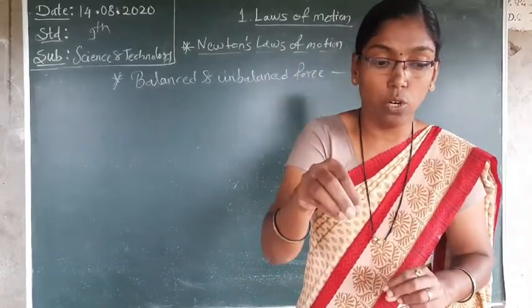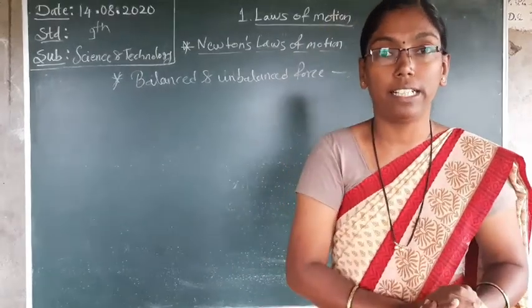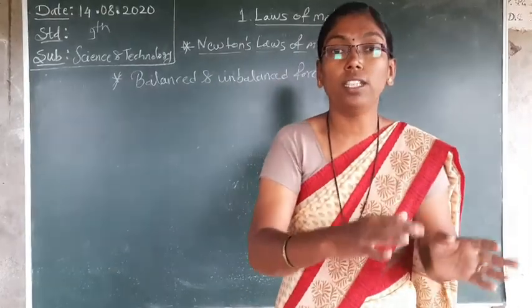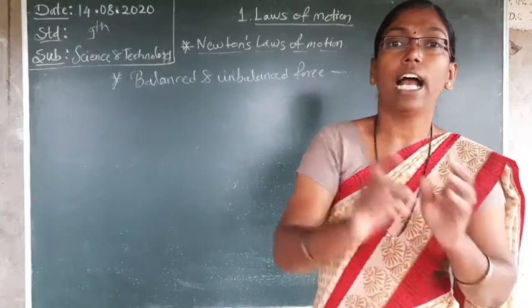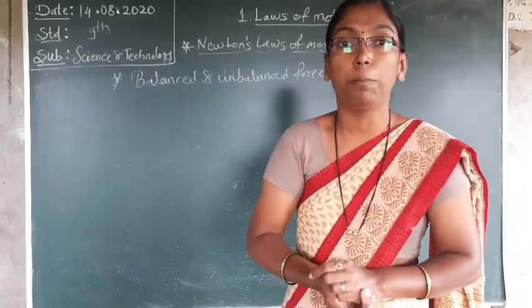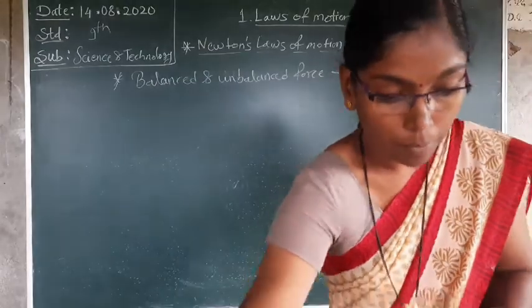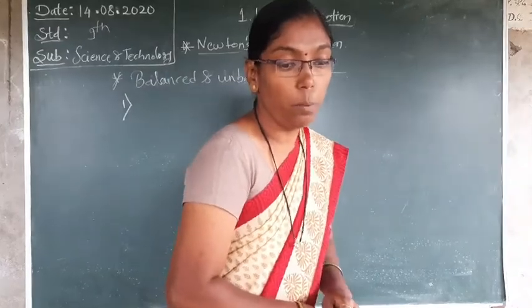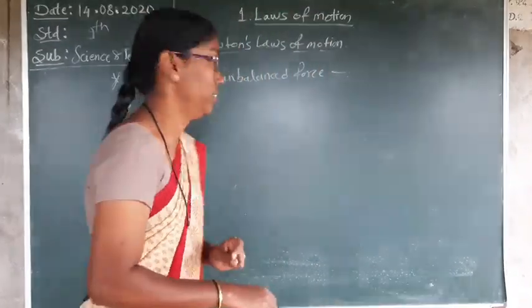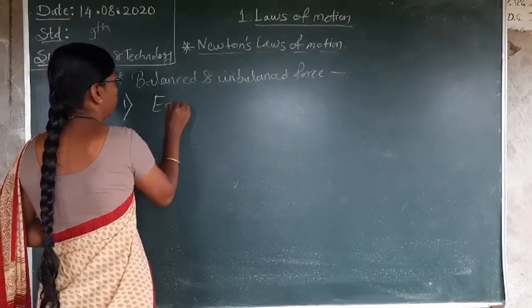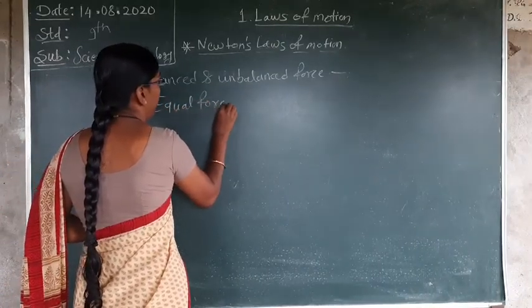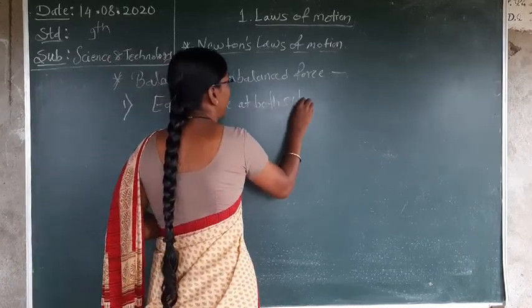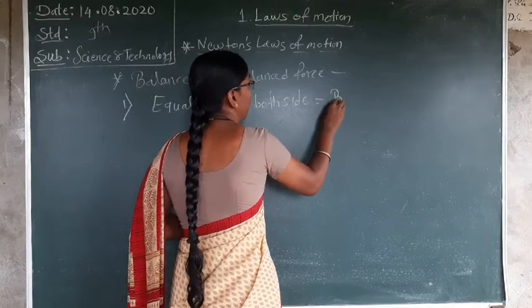The center of the rope will be static. Static means it cannot move to the left side or right side, because at the right side the same force is applied, and at the left side also the same force is applied. What happened? What is the first point? Balanced force means what? Force applied by both sides is equal. Equal force at both sides. Then it means balanced.